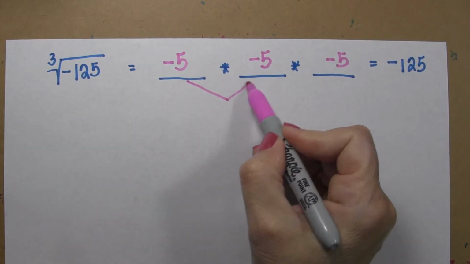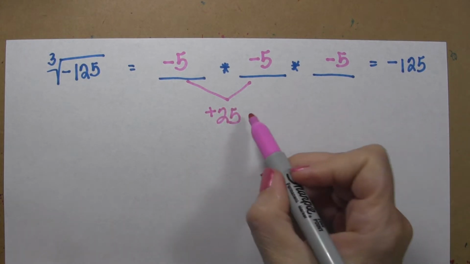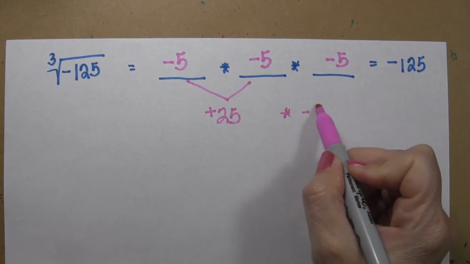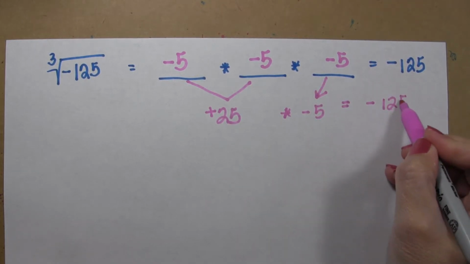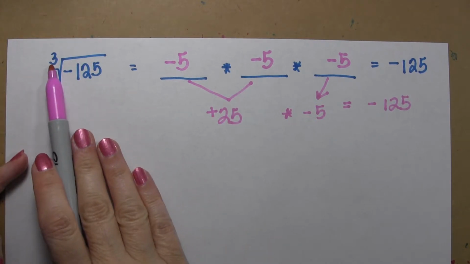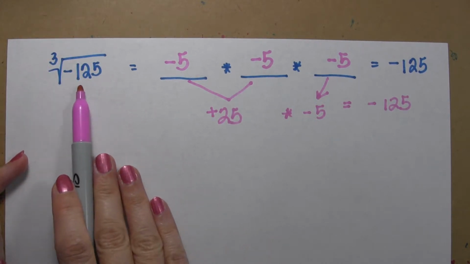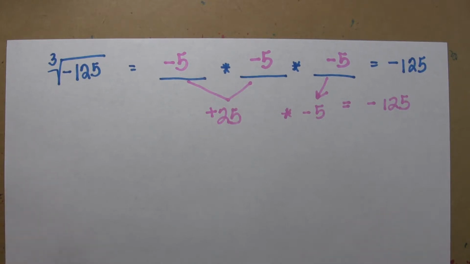Because negative 5 times negative 5 gives us a positive 25. And positive 25 times negative 5, that's this one right here, gives us a negative 125. So you can take the cube root of a negative number. Oh, this is getting confusing, huh?